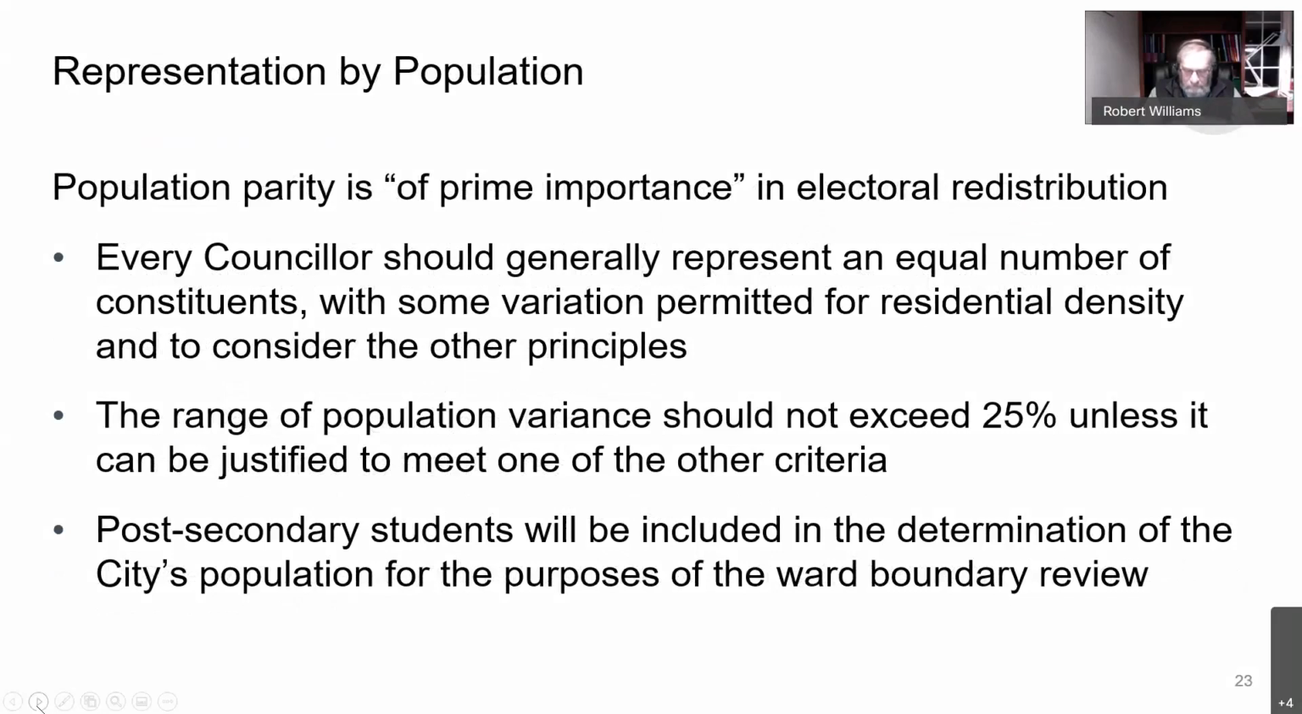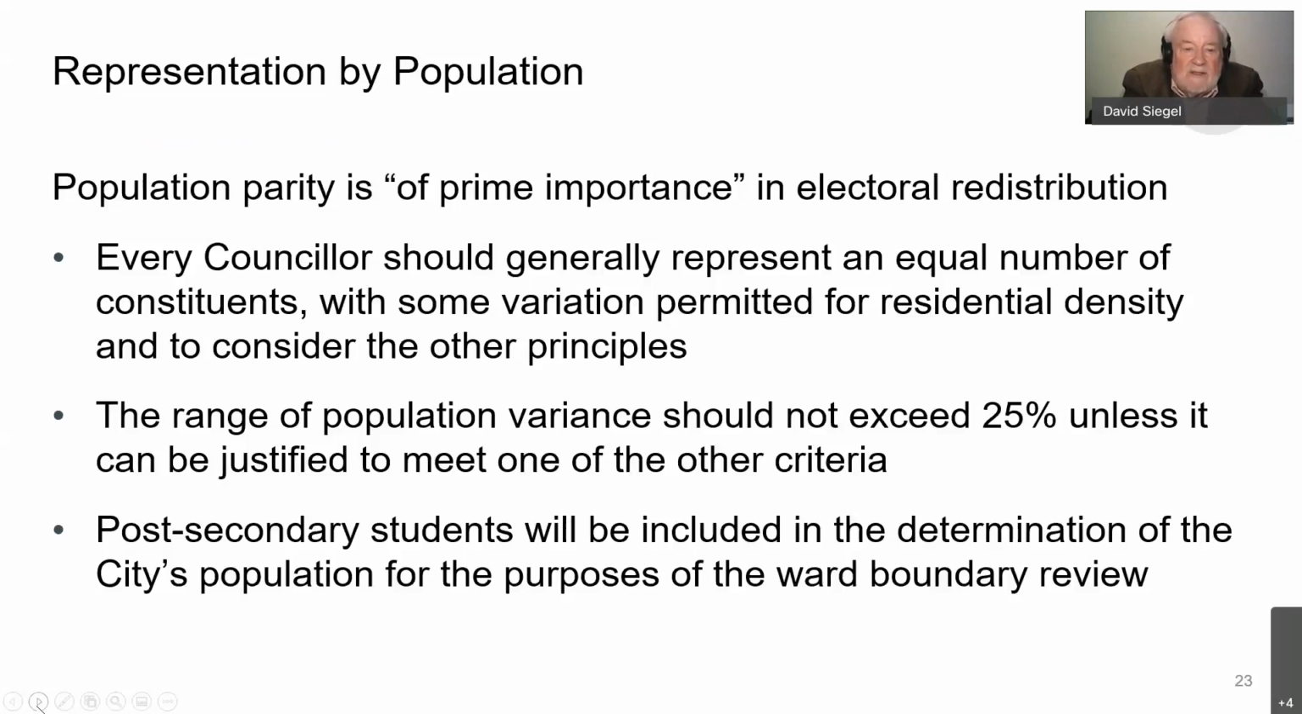So let's talk about the first principle, and it's an idea that pretty much everybody will be familiar with. It's based on the one person, one vote principle. The idea that the wards should be of roughly the same size in terms of population. Each ward should have roughly the same number of people, and that guarantees that some people are not disenfranchised, or that some people don't have the same weight in council decisions as others.